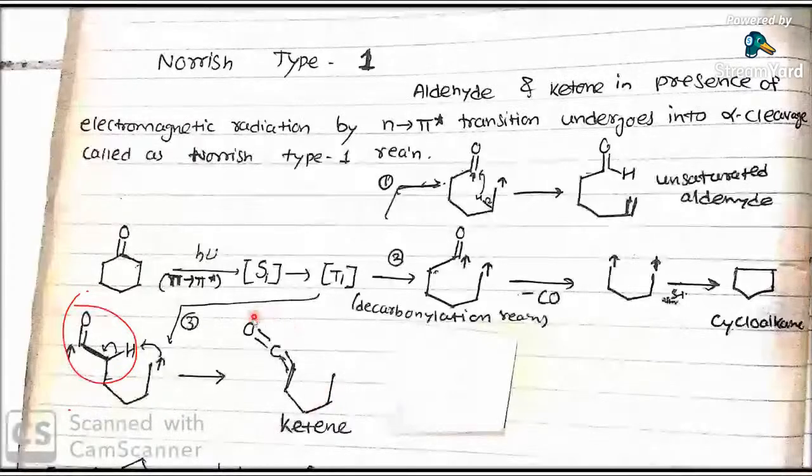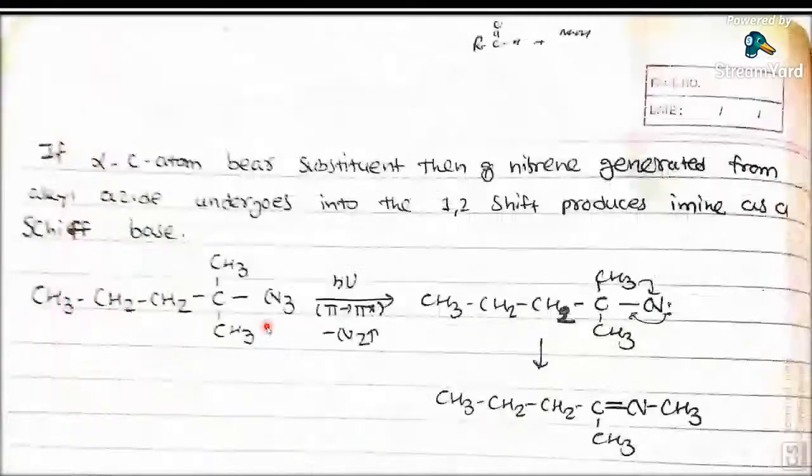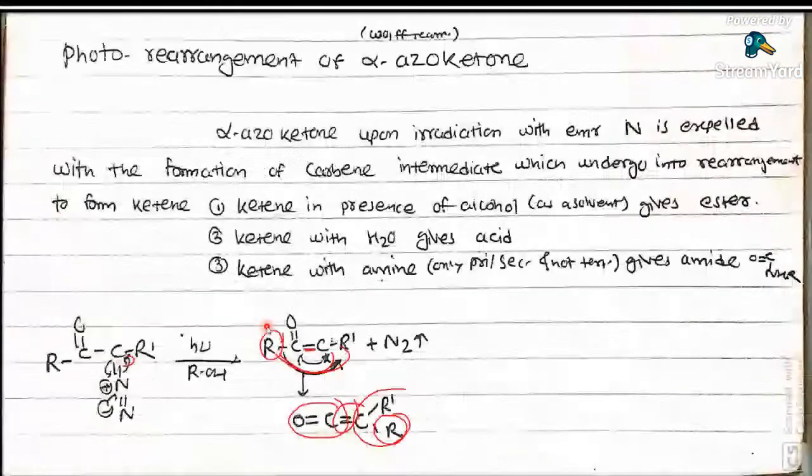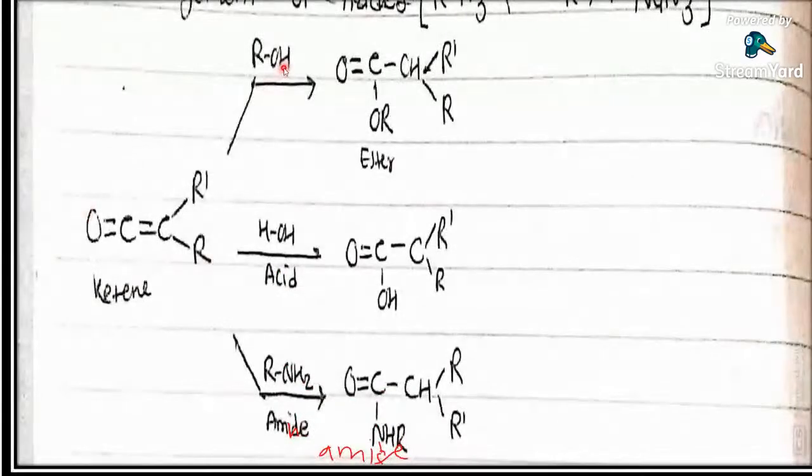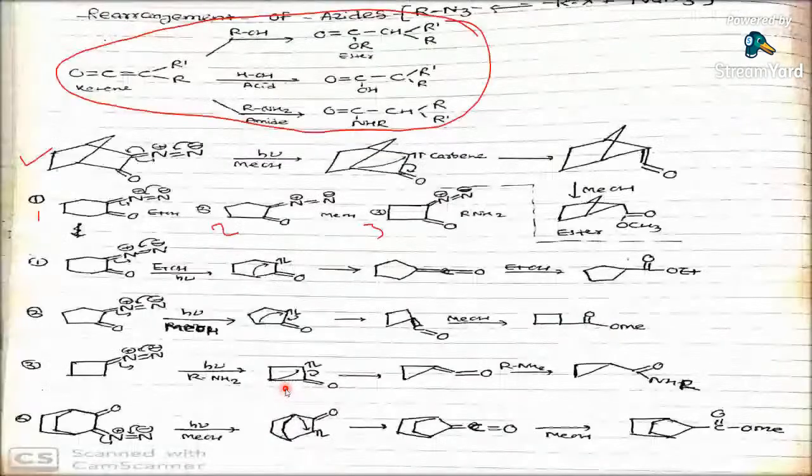So this is called the ketene, and we have already seen the reactions of ketene in the earlier reactions, which are the photo rearrangement of alpha diazoketone, where after generation of ketene it may undergo ester formation in the presence of ROH, it may undergo acid formation in the presence of water, and it may undergo amide formation, primary or secondary amide, in the presence of amine. So this is the ketene structure.